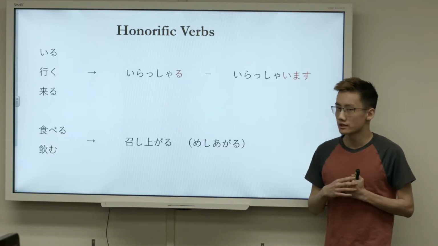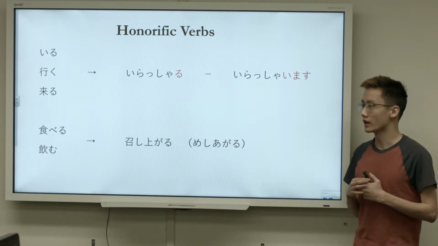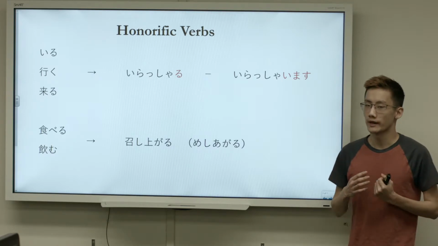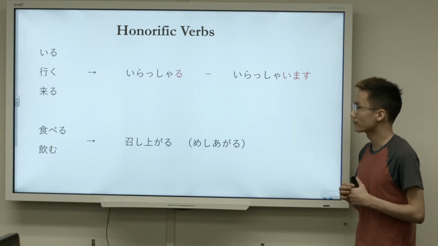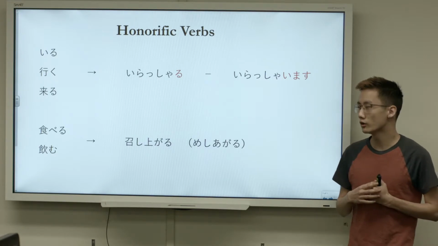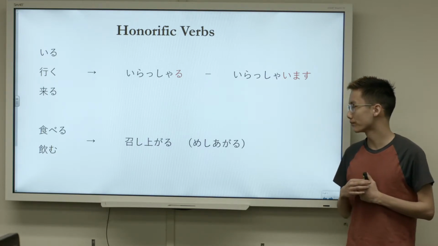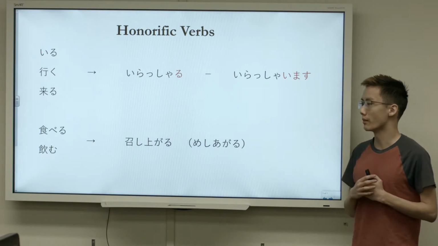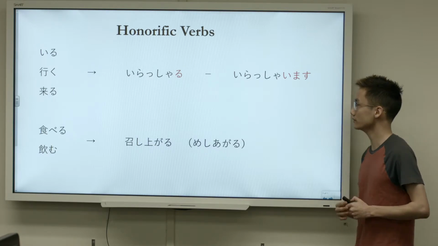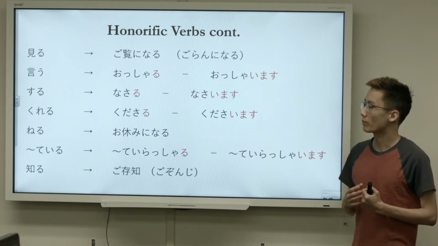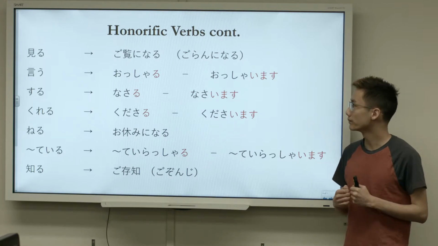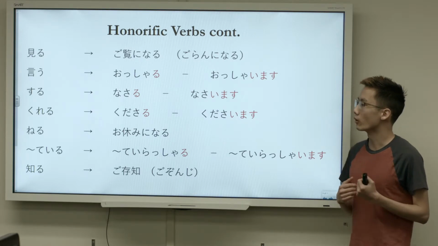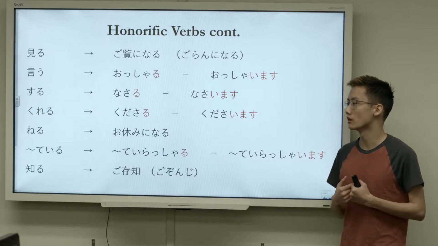So first, the conjugations. Iru, iku, and kuru become irasharu, and when you conjugate irasharu, it's irregular, it becomes irashaimasu. For taberu and nomu, it becomes meshiagaru. Meshiagaru is just a regular ru verb, so it becomes meshiagarimasu. For miru, it becomes goran ni naru, or goran ni narimasu. For iu, it becomes osharu, which is also irregular, so it becomes oshaimasu.